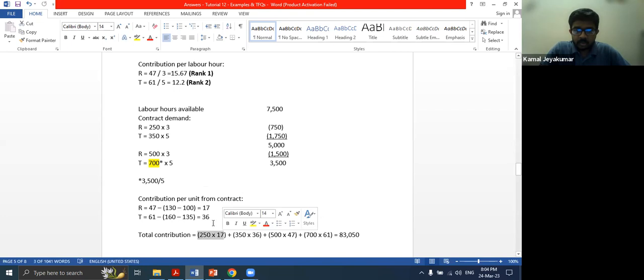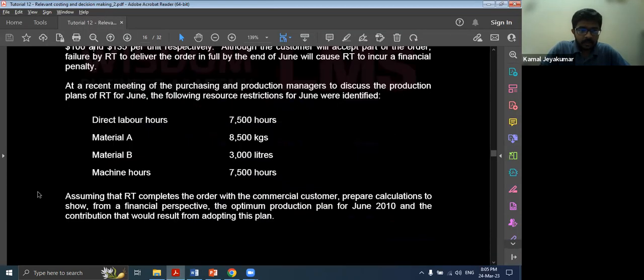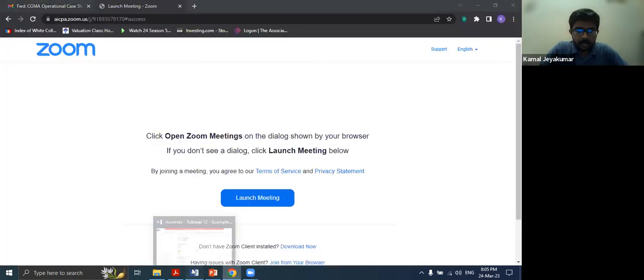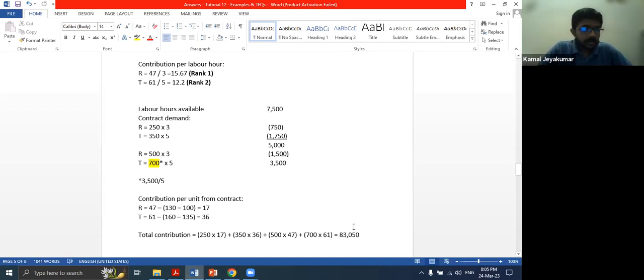So 250 units times $17 plus 350 units times $36 plus the 500 units of R that you made for the general market, that contribution we calculated in step 2, $47. 700 units of T at $61 contribution. Your total contribution is $83,050, right? So that is what they have asked for, the total contribution, right? If they had given you the fixed cost, then you could have deducted the fixed cost from the total contribution and arrived at a profit as well, right?